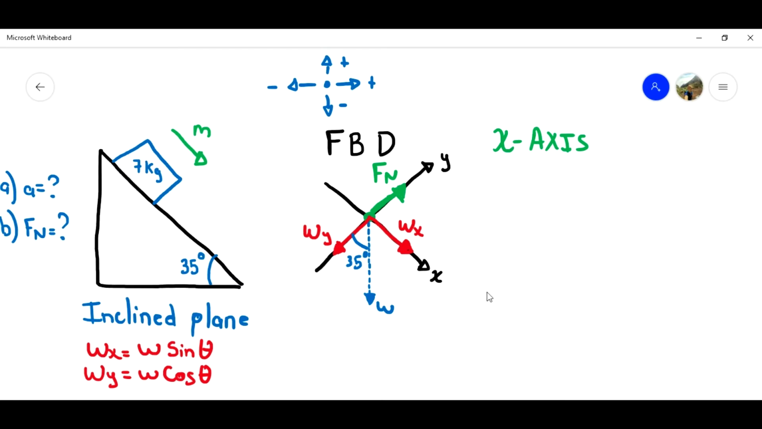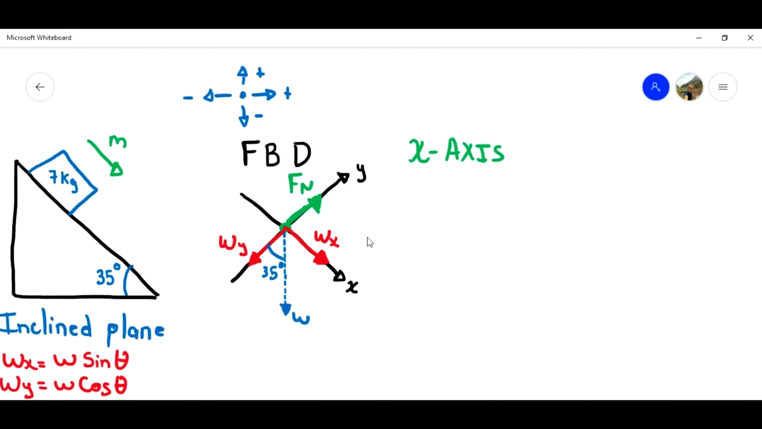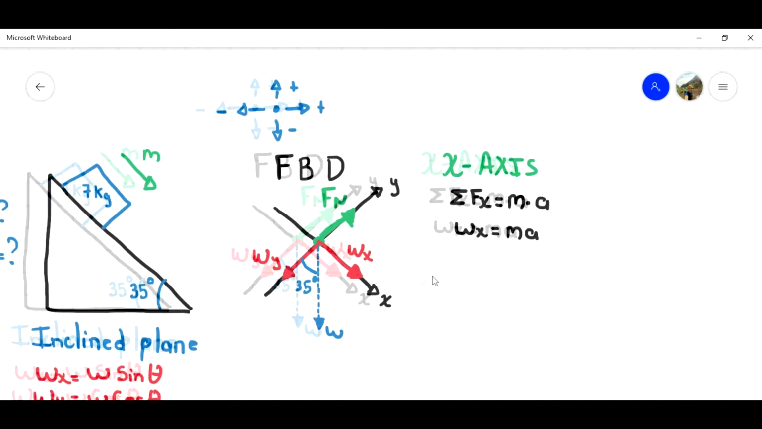When I talk about x-axis, I refer to the x-axis of the free body diagram, so this axis over here. So the motion is on the x-axis. Remember, the sum of all forces in x equals, in this case, there is going to be motion, so it's going to be mass times acceleration. Let's see the forces that I got in x. I only have wx and it goes to the right, so it's going to be positive. So wx equals mass times acceleration, and I need to find acceleration.